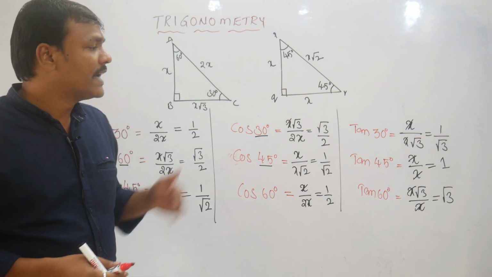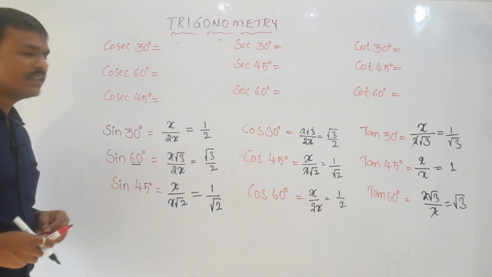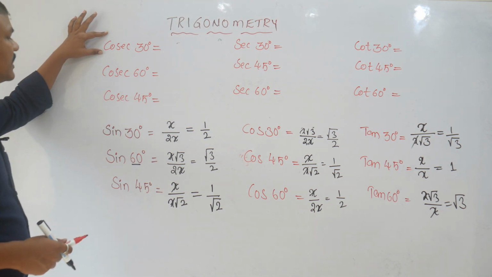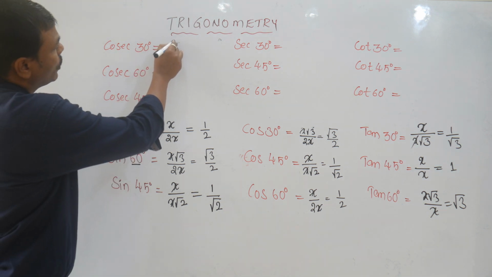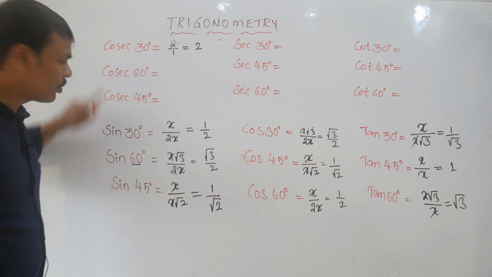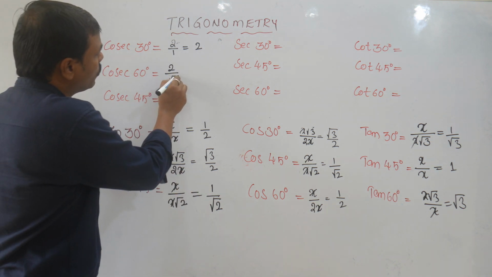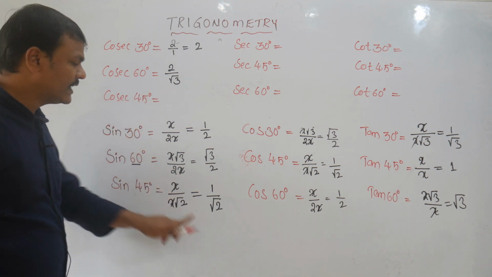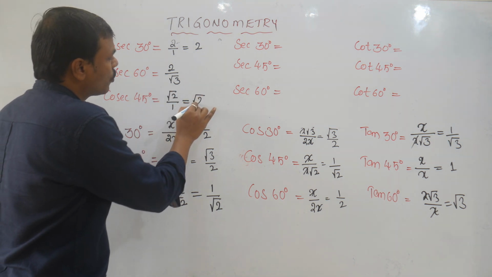So, let's write the reciprocals of these sin, cos and tan values. We are going to write the reciprocal of sin. Sin reciprocal is cosec. So, cosec 30 is nothing but the reciprocal of sin 30. Sin 30 is 1 by 2. So cosec 30 is 2 by 1. Simple. 2. So cosec 60 is the reciprocal of sin 60. Sin 60 value is root 3 by 2. So root 3 by 2 reciprocally is 2 by root 3. Then cosec 45. Sin 45 is 1 by root 2, so the reciprocal is root 2 by 1, which is nothing but root 2.